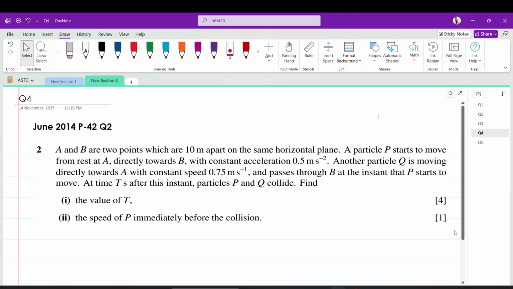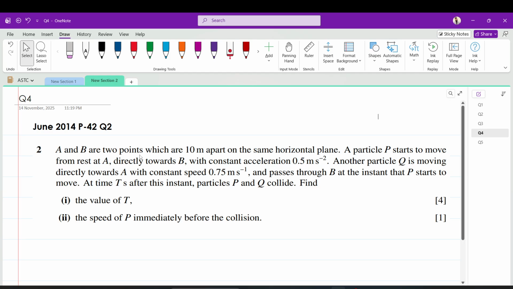Welcome to ASTC. This is Cambridge A Level Mathematics 9709 Mechanics. In our last video, we did some past paper questions related to chapter 2 of our mechanics syllabus. Now we will be continuing with some more past paper questions related to this topic. Let's get started. This question is from June 2014, paper 42, question number 2.